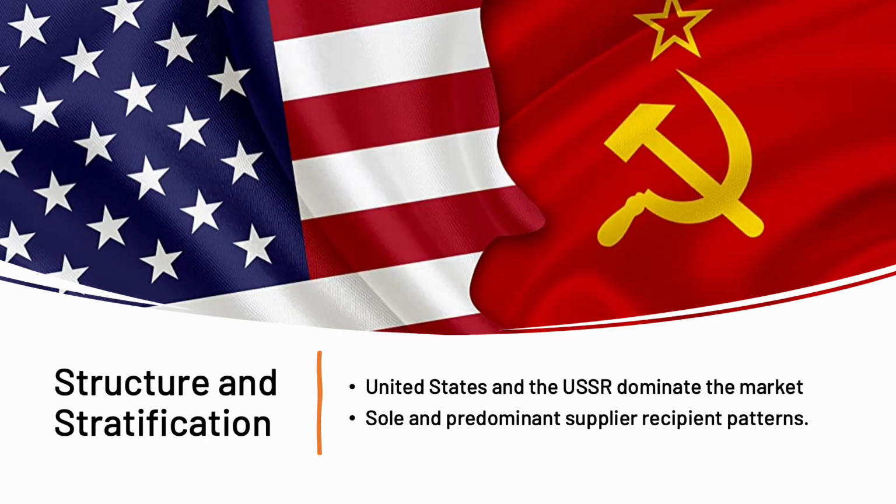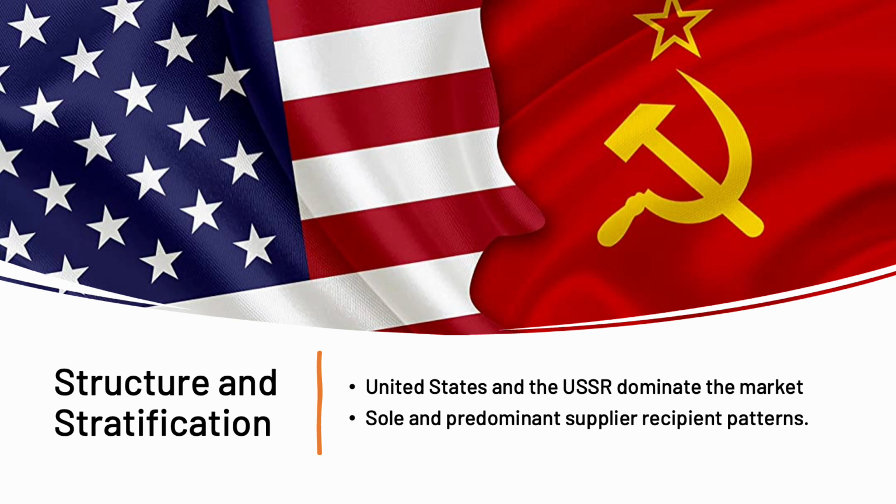When we look at the structure and stratification of this particular era, we see that the US and the USSR dominate the arms transfer system itself. They're the primary exporters, they're the primary producers. On the importer side, we see that there are a lot of sole and predominant supplier recipient patterns. What does that mean? That essentially means that if you're a state at this point in time, you're usually going to import from one or the other, or if you're importing from multiple states, they're usually going to be politically aligned with each other. That means that if I'm a state that imports arms from the US, I may also import arms from Britain and France.